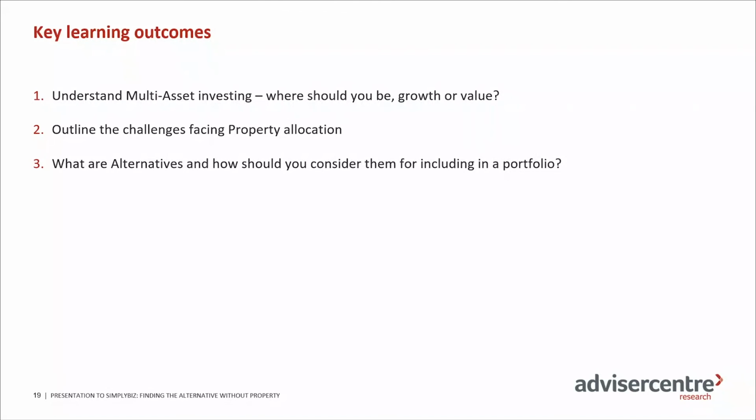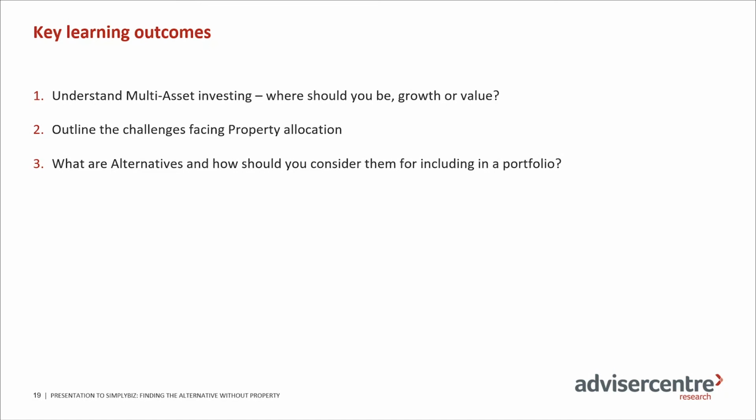So let's summarize where we've finished this. Understand multi-asset investing. Where should you be? Is it growth or value? Is it bonds or equities? Is it alternatives? Have we got an alternative universe sufficiently broad enough for us to access? And the answer to that question would be, we do. The scope and scale at which those are layered into portfolios will obviously be at the discretion of the fund manager.